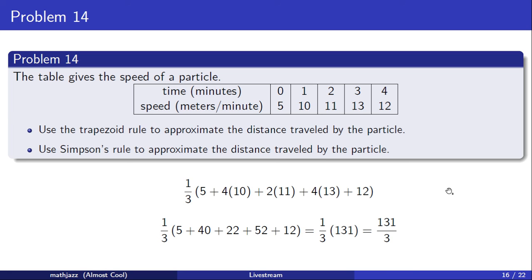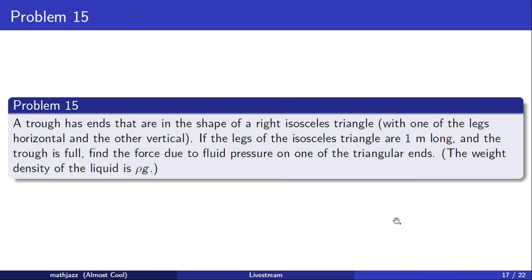Okay, so problem 15. A trough has ends that are in the shape of a right isosceles triangle with one of the legs horizontal and the other vertical. If the legs of the isosceles triangle are 1 meter long, the trough is full, find the force due to fluid pressure on one of the triangular ends. The weight density of the liquid is rho g.